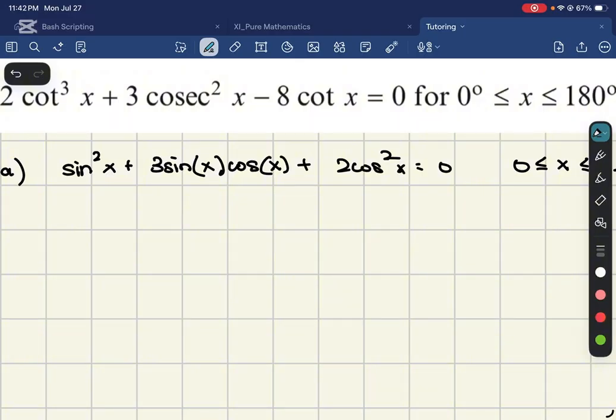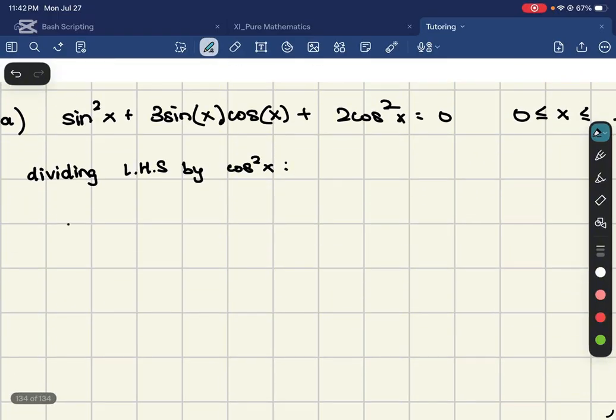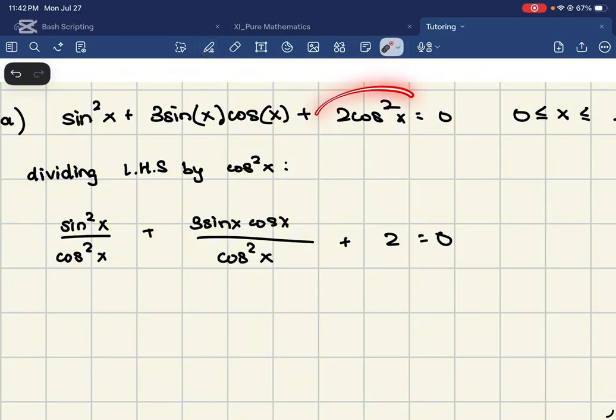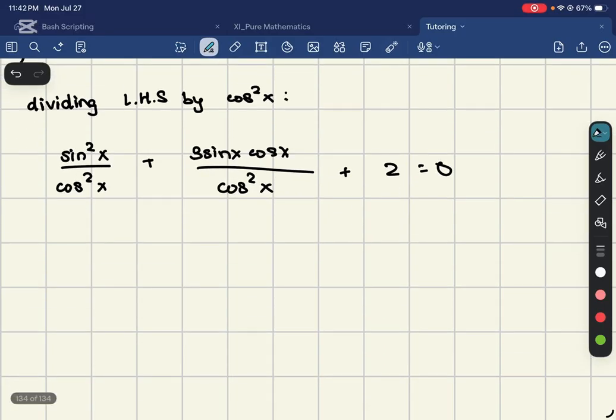All right, so I want to divide through, so dividing the LHS by cosine squared x. And the reason I'm doing this is going to make sense. So I will get sine squared x over cos squared x plus 3 sine x cos x divided by cos squared x plus 2 equals 0, right? So if I divide my last term by cos squared x, I get 2. All right, so this term is going to simplify to tan squared x. This term, one cosine x and cosine x will cancel out, and you get 3 tan x plus 2 is equal to 0.